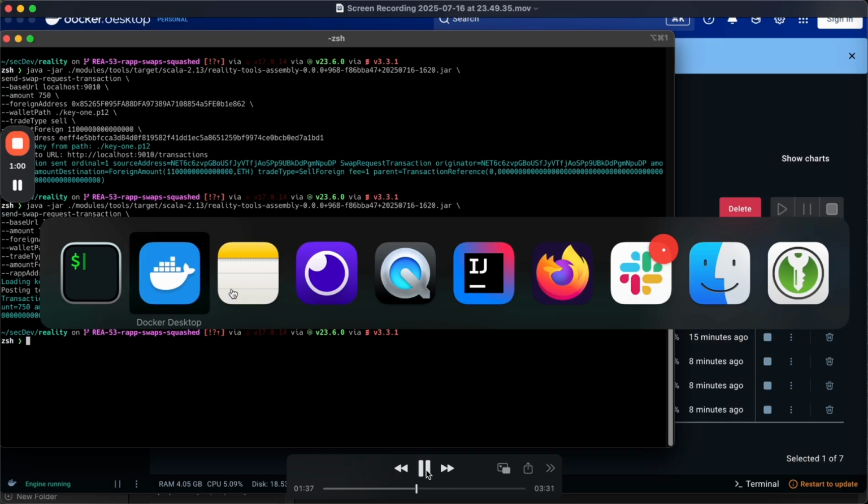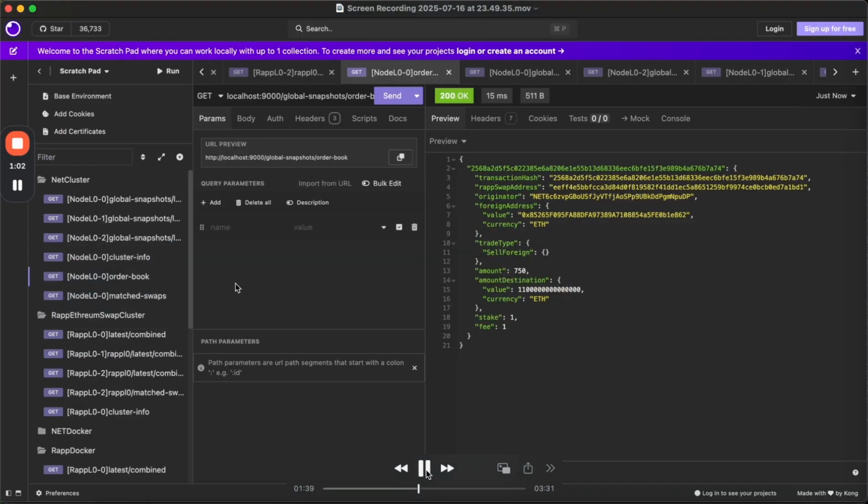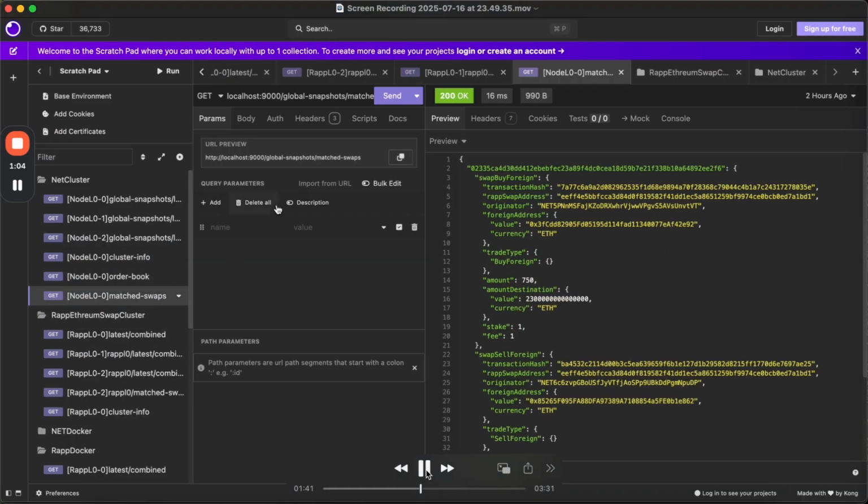For the match to go through in this demo, the values have to align exactly, same amount, same assets, opposite directions. But in production, RealityNet will use a matching algorithm that can split orders and combine them across multiple parties. That means even partial swaps can still be fulfilled trustlessly.